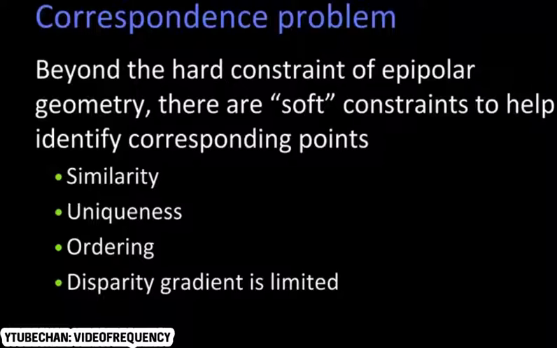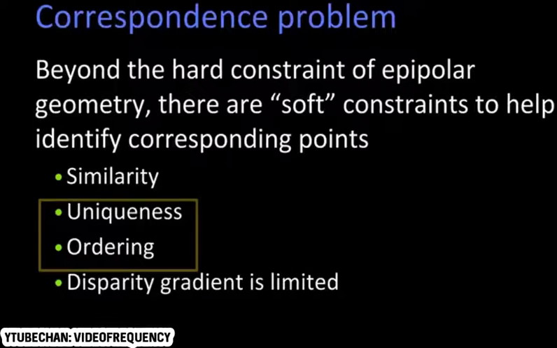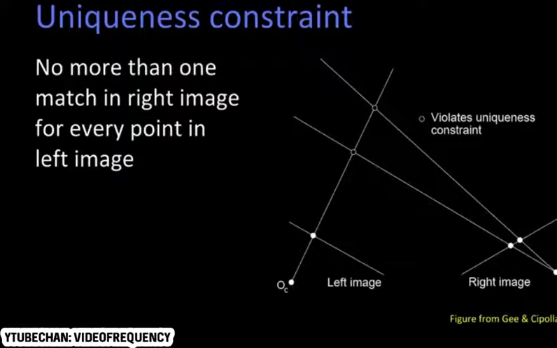There's no magic answer. I want to talk just a little bit about two of these other constraints that we talked about for the correspondence problem. I'm not going to talk a lot about them, just give you some insight. One is uniqueness and the other is ordering. Uniqueness says that there's no more than one match in the right image for every point in the left, and vice versa. So why does it say no more than one? Shouldn't it be exactly one? Well, no.